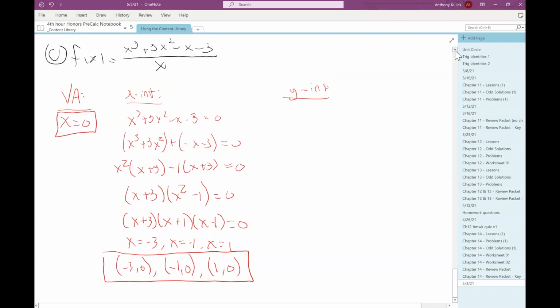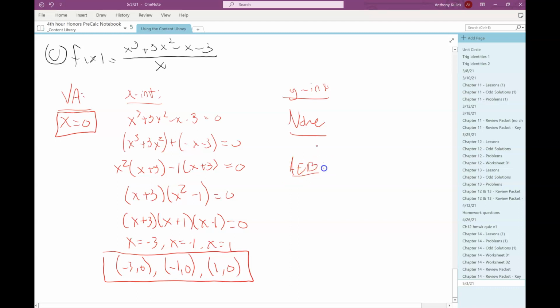There isn't a y-intercept. Why not? What happens if I plug 0 in? The denominator is 0. It's undefined.